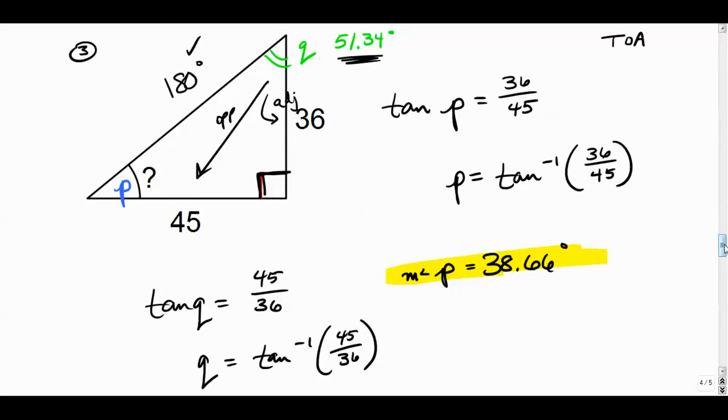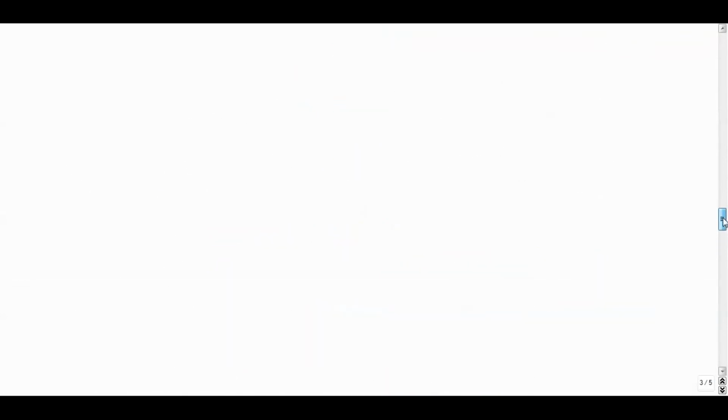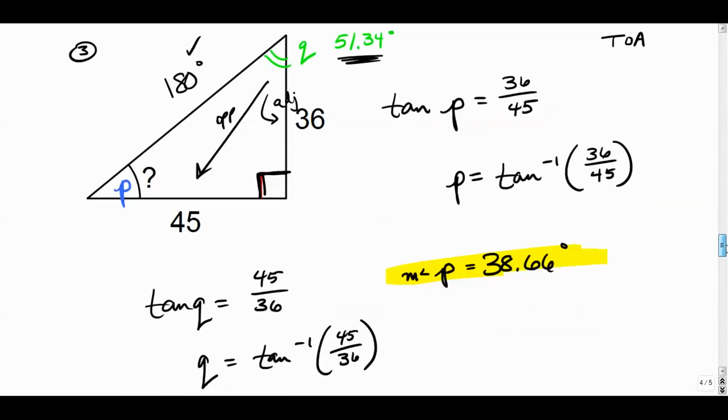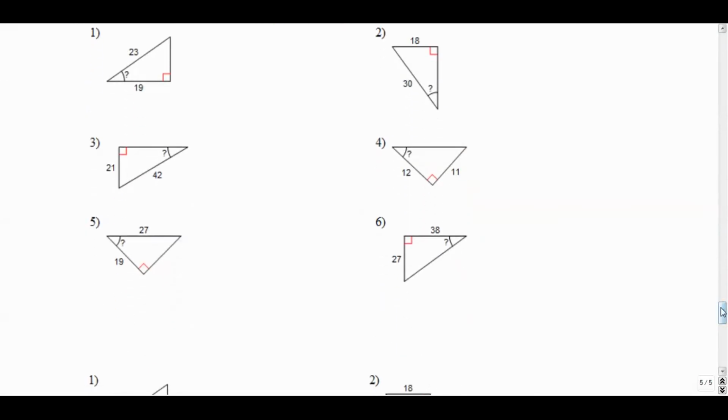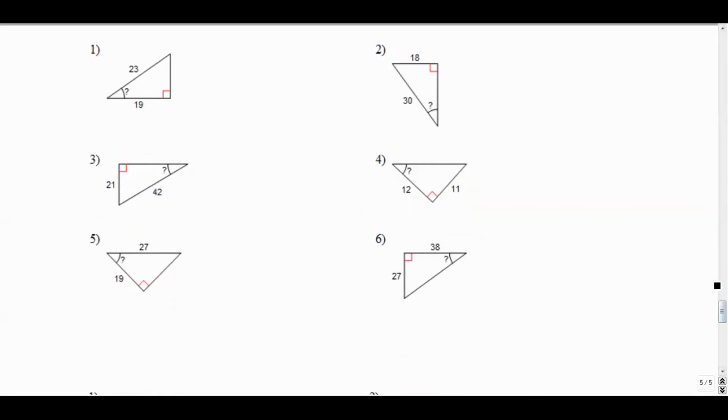So there you go. A couple examples there that I walked through on arcsin, arccos, arctangent. Try these 6 on your own. I'll leave these here for you. I'm not going to go through these, but in a second I will flash up the answers for you. So pause it now.